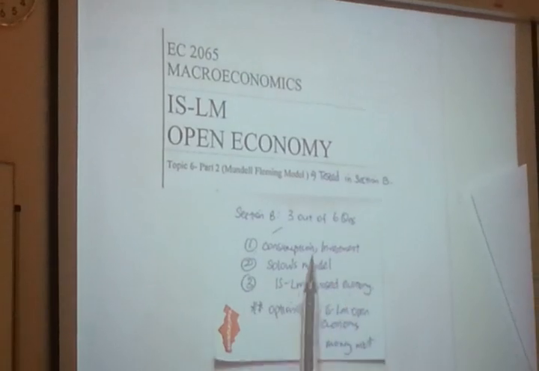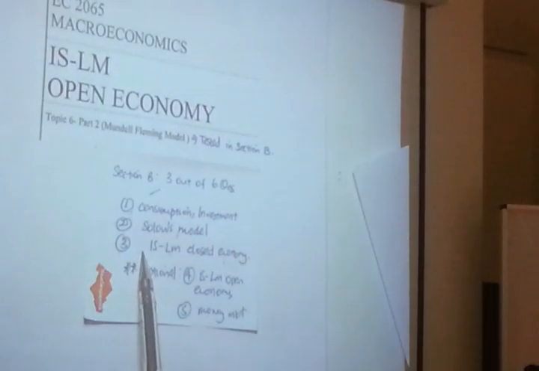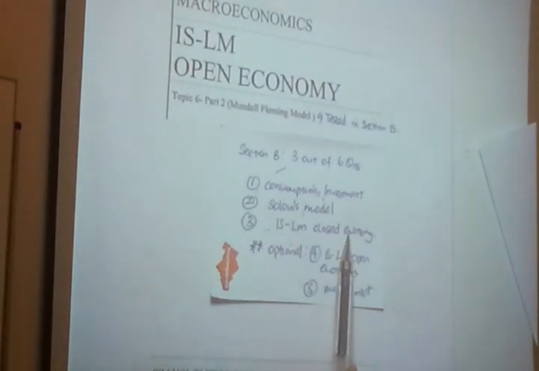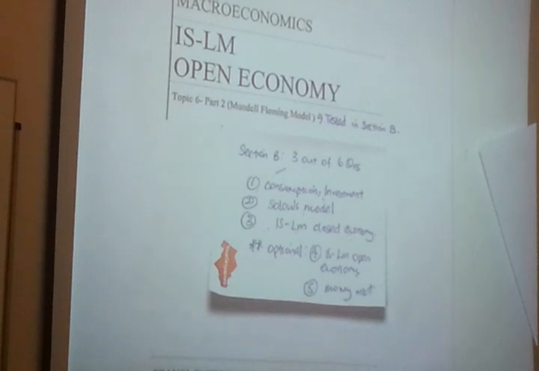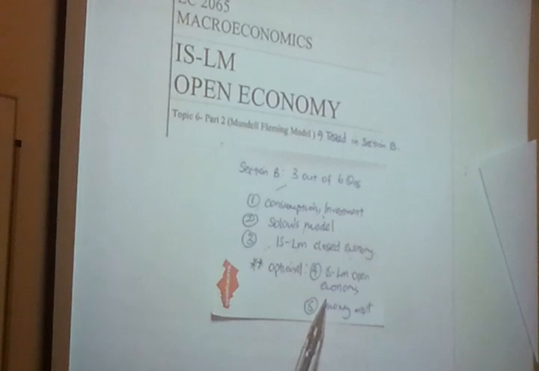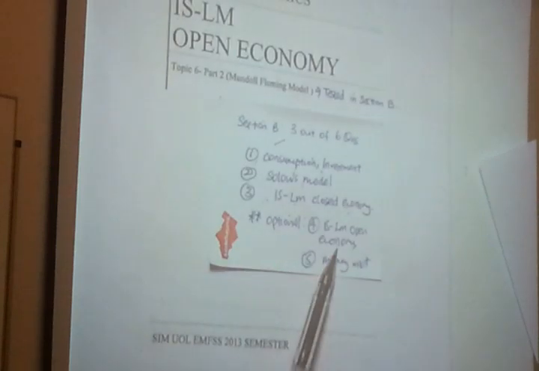So I have actually prepared you sufficient topics for section B. But doing 3 out of 6 and preparing 3 topics alone is a bit risky. What happens if consumption investment was difficult? Or what happens if closed economy was the multiplier that you can't do? Then it's better to prepare 2 additional topics. And one of them is what you're going to go through in a moment.